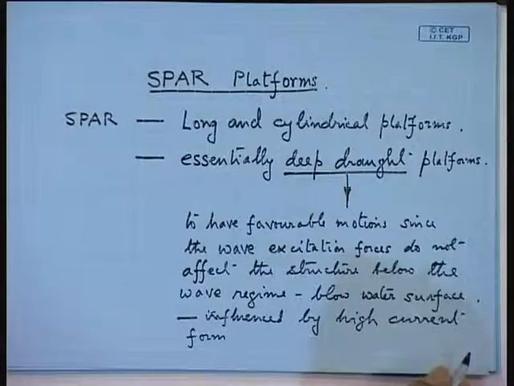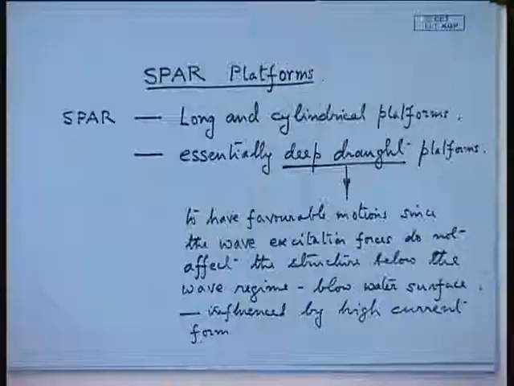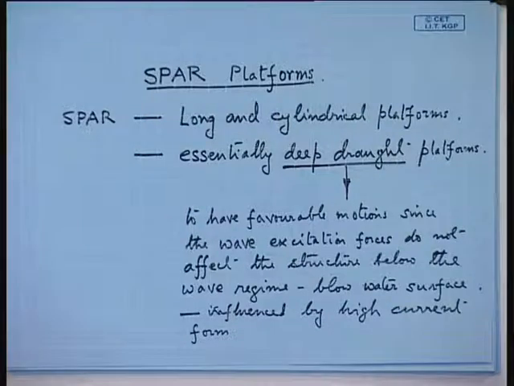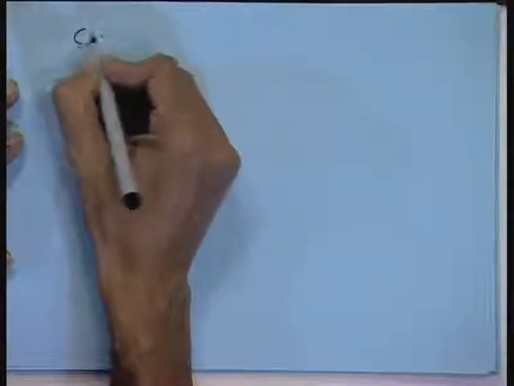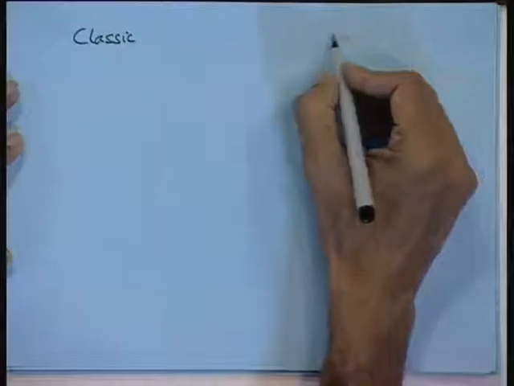Now, spars actually will look like this. There are two types. The first one is called classic and the other is truss. The engineering is based on reduction of motion and also the cost of the platform. So, there are two types, one is called a classic spar and the other is called a truss spar.